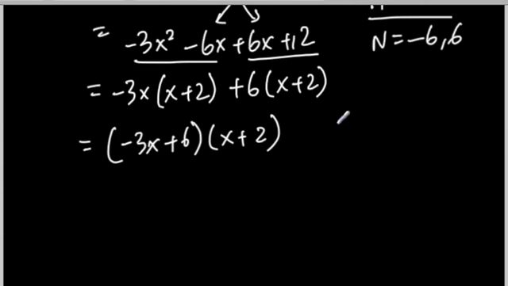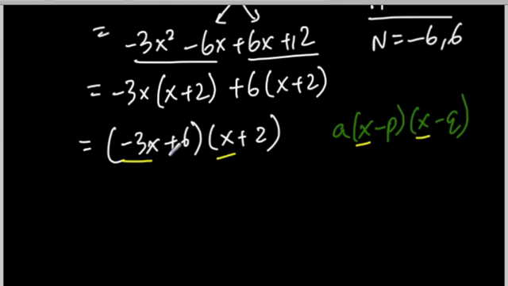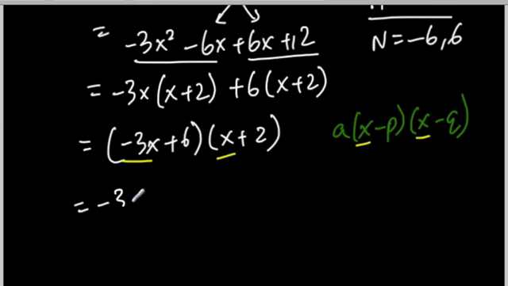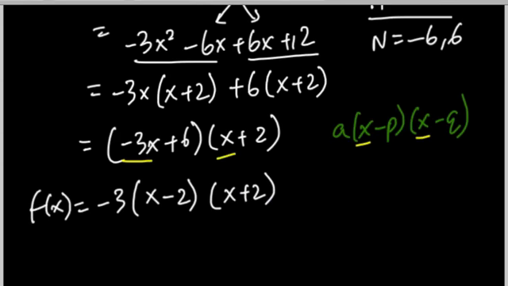Remember that our factored form is a(x minus p)(x minus q), where we want the x's to be positive and single, like a single 1x. So this is fine, but this is not. So we have to factor out the negative 3 from this term. If I factor out negative 3, I get x minus 2, and then x plus 2. So this is my factored form right here.